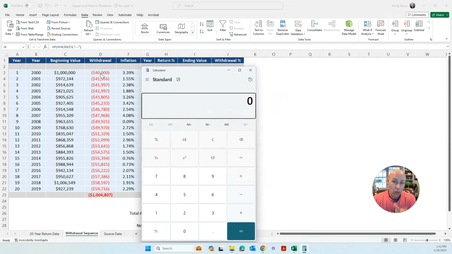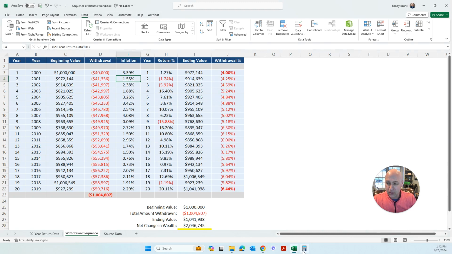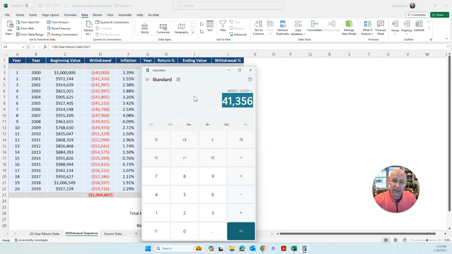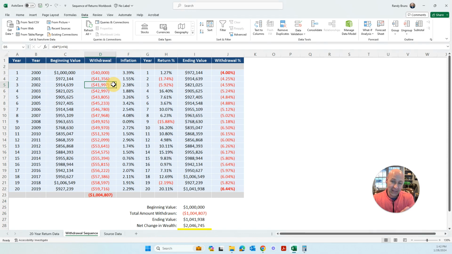You would take that 40,000, and if inflation was 3.39% that year, you just take the 40,000 and multiply times 1.0339, and the next year you would withdraw 41,356. That year there's a 1.55% inflation right here. You would then take that 41,356 and multiply times 1.0155. Now you're up to a $41,997 withdrawal.